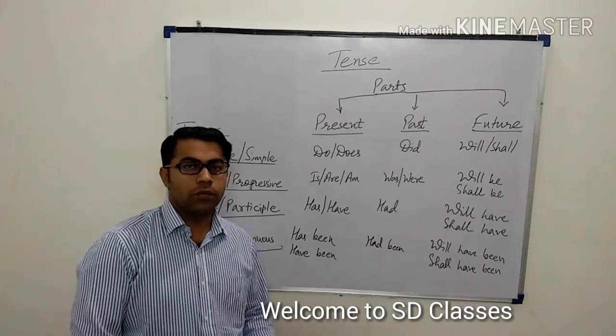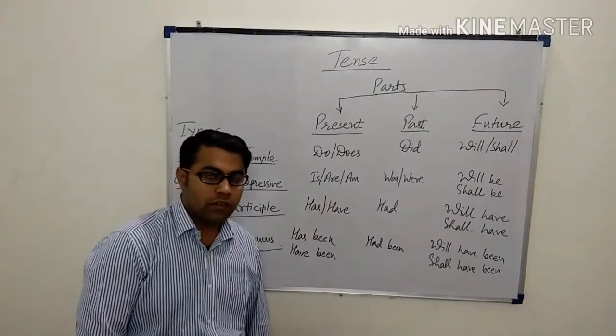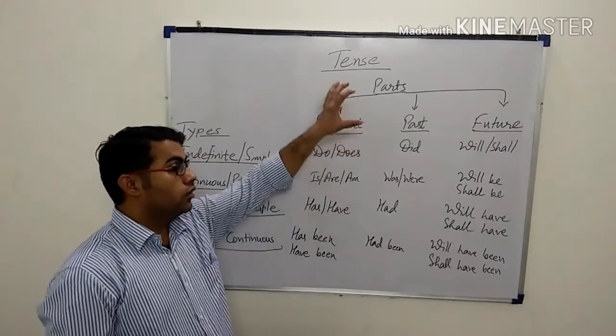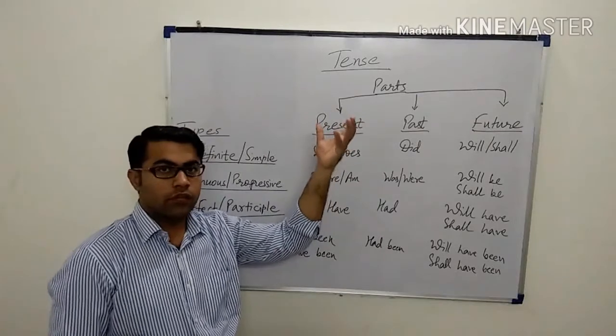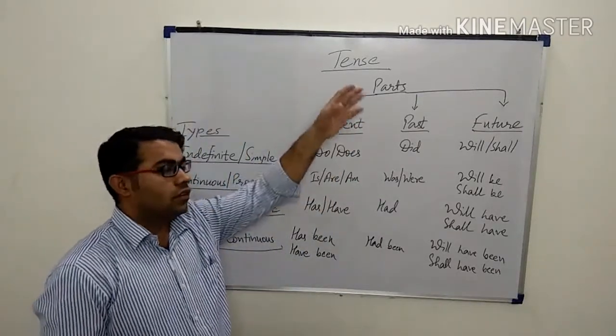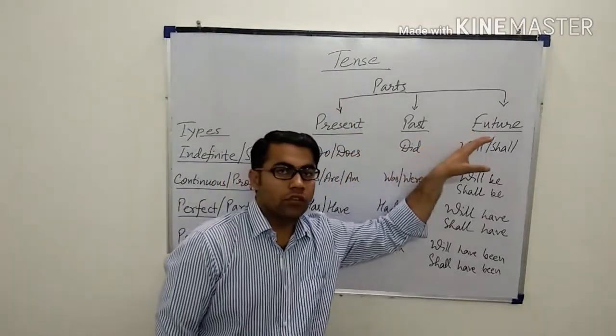Tense, the most important part of English grammar. The easiest definition of tense is time, time is tense. That means whatever time is going on, it's a part of tense only, or tense is the part of time. Tense is divided in three parts, that is present, past, and future.